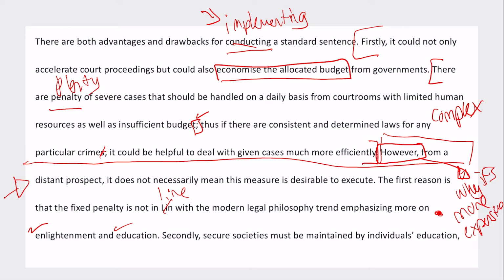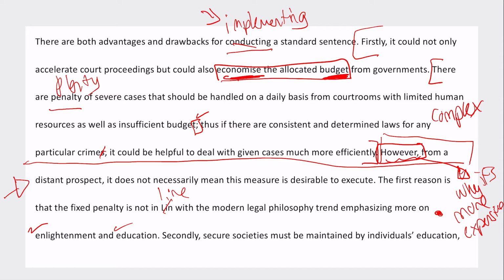So in this case, they're saying people think there should be fixed sentences because it's more economical and it saves money for the government. And then they should say something along the lines of, however, this doesn't actually save money. If we take a criminal's background into consideration, we might be giving shorter sentences. This saves money in the long term by reducing the number of people in prison.